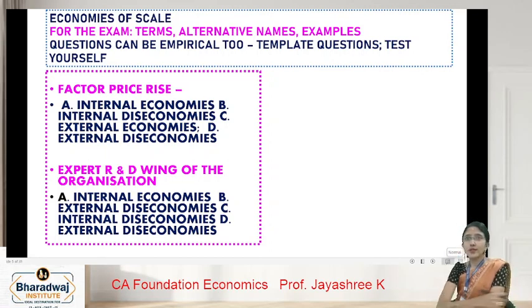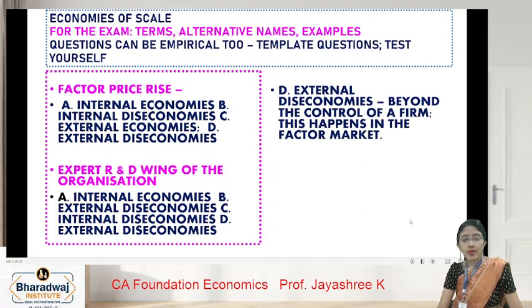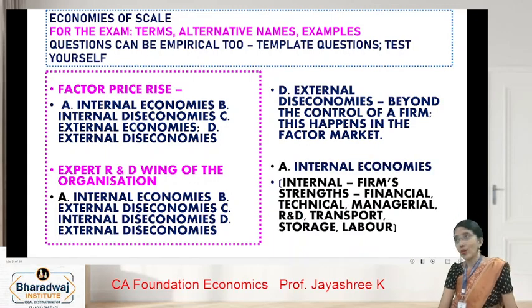Have you written the answer? What is the answer for the first one? Let's look at the answer key. External. Did you get it? And again, recollect the definition. External diseconomies are beyond the control of the firm. This happens in the factor market, right? Second one, did you find out? Internal economies. Remember, R&D can be external or internal. We have very clearly given the R&D wing of the organization. So naturally, it is internal and it is a benefit. Internal strengths can be financial, technical, managerial, R&D, transport, storage, labor, anything else, right? So you got both the answers correct, external and internal.